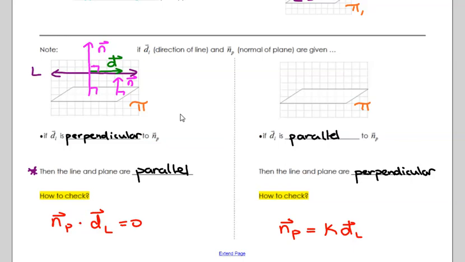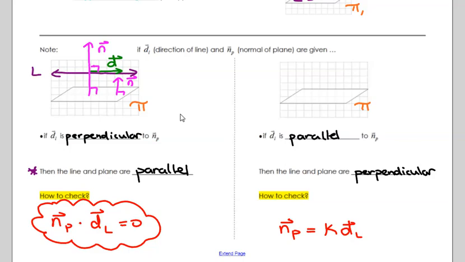And so the normal vector and the direction vector, the pink and the green, are perpendicular to each other only if the purple line and the orange plane are parallel. Okay, so I can prove that the line and the plane are parallel if I do the dot product of the normal and the line's direction vector, and it equals 0.